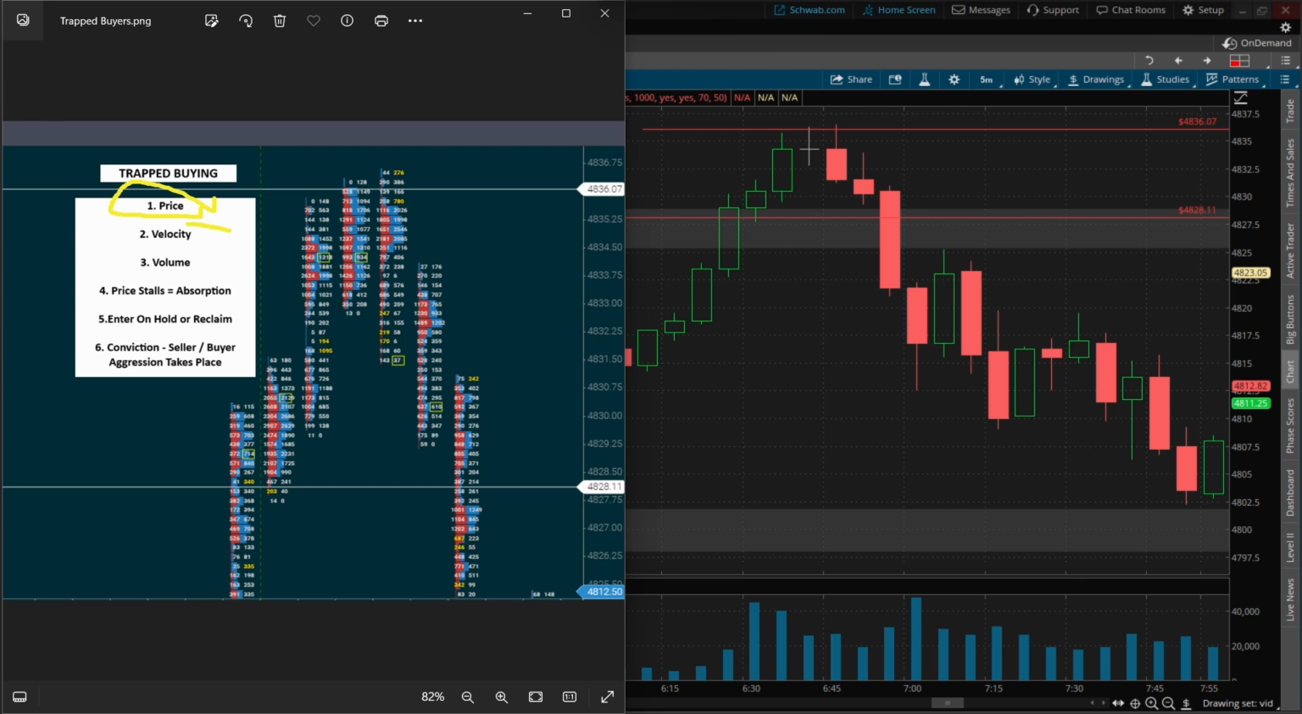Okay, velocity is the second most important factor when identifying trap buying or selling. You want to have confidence. Velocity is linked to confidence in participants. In this case, confidence in buyers attempting to break price.